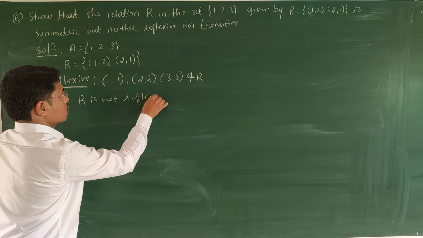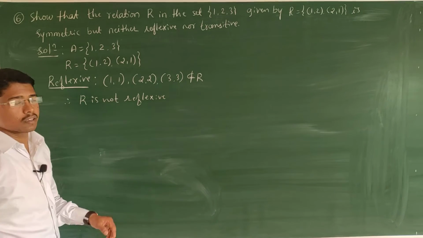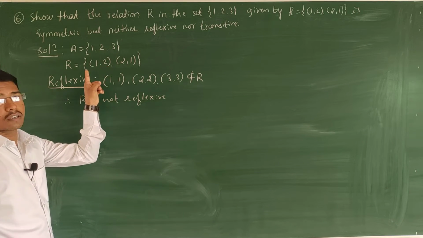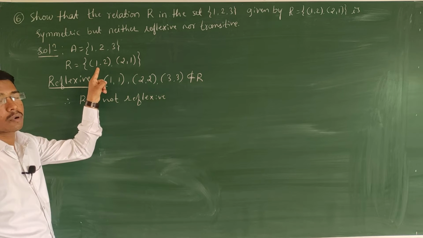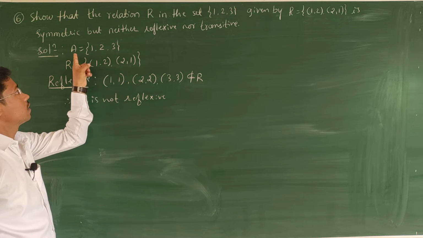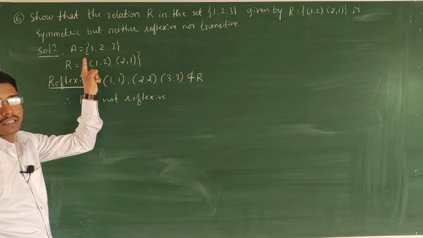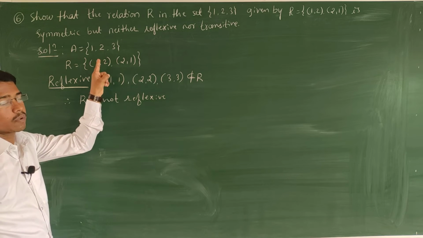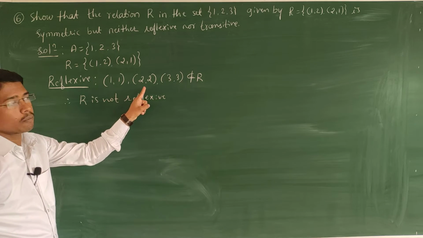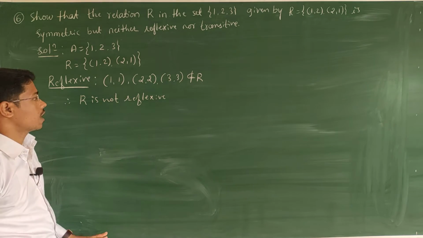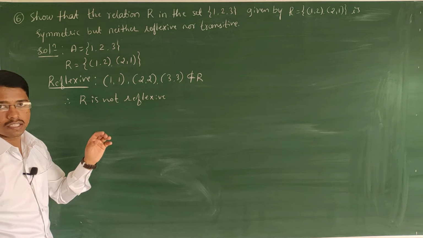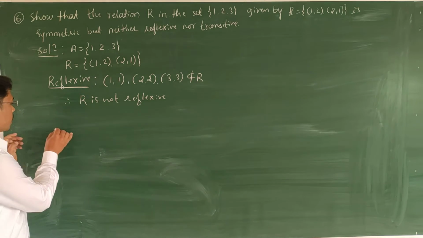So we can observe directly. The given relation contains only 2 ordered pairs, (1, 2) and (2, 1), and in the set {1, 2, 3} 3 elements are there. No element is related to itself. It means (1, 1), (2, 2), (3, 3) don't belong to R. Therefore we can say R is not reflexive. Okay, symmetric.